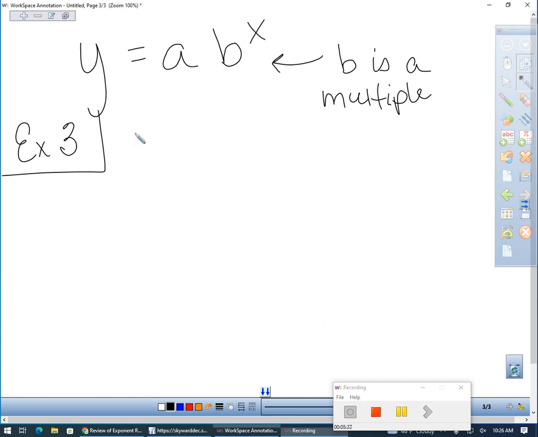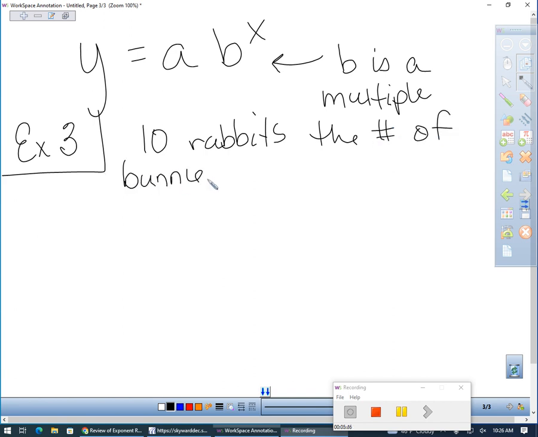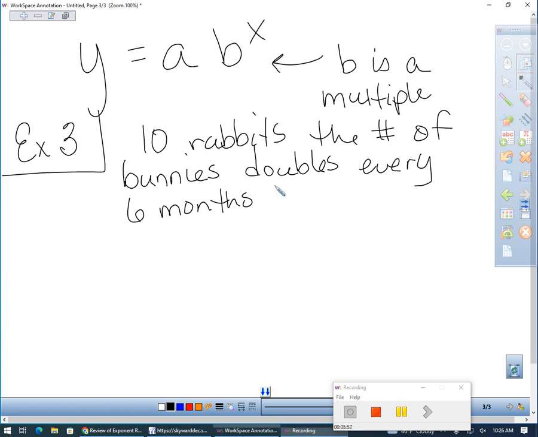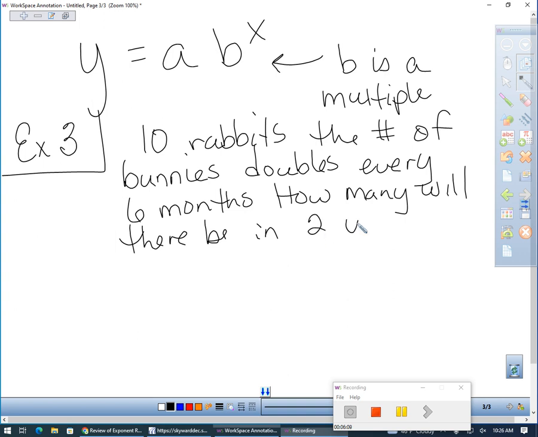Let's say I have 10 rabbits. The number of bunnies doubles every 6 months. How many will there be in 2 years? Not even that long a time.